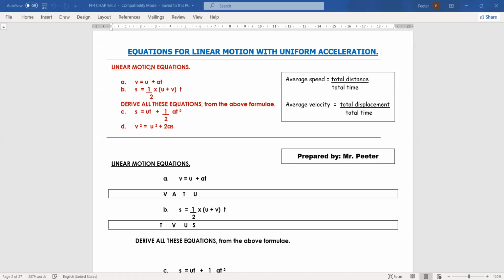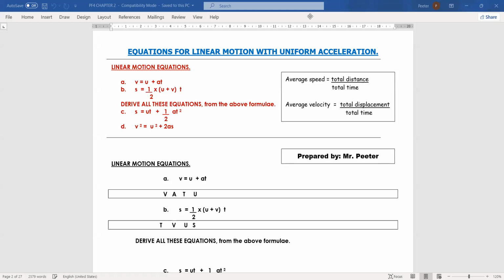Hi. These are the 6 formulas that we need to know for linear motion, chapter 2.4 physics. Right. The first one should be the basic formula, V equals U plus AT.